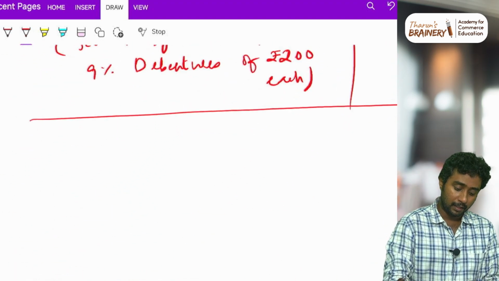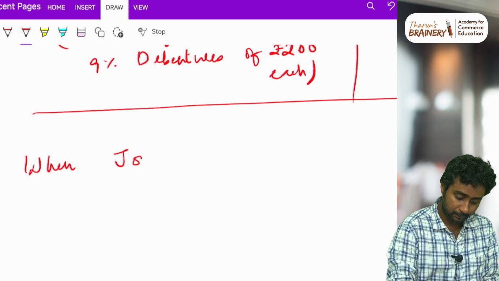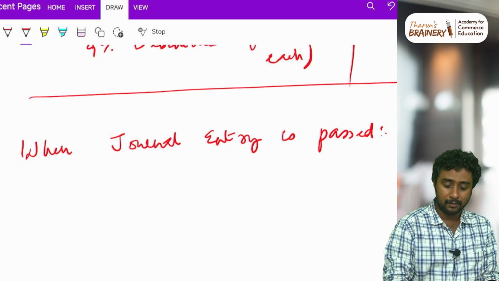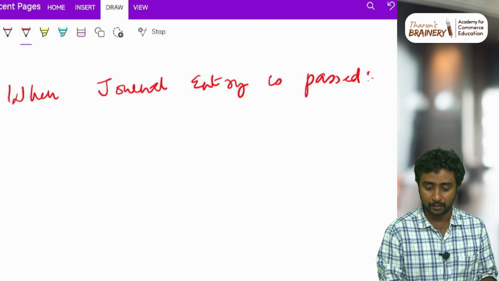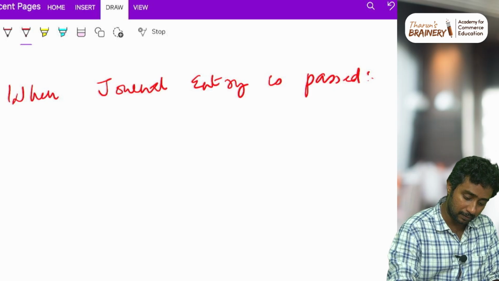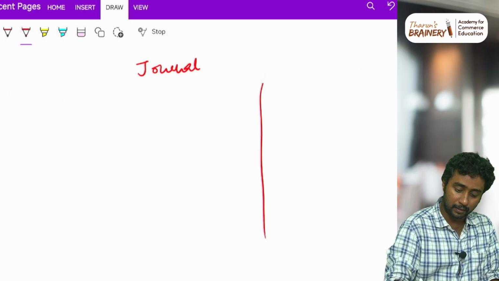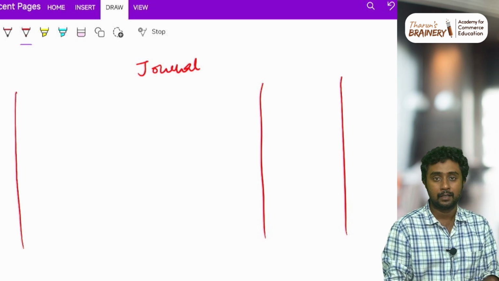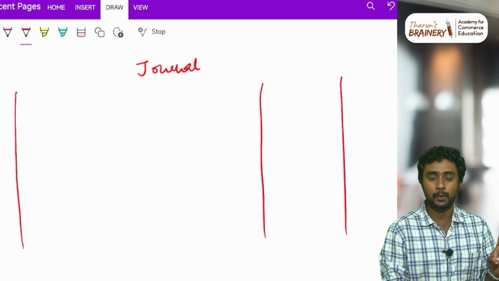Now coming to the second method, when a journal entry is passed. When they say like this, when a journal entry is supposed to be passed, you have to first prepare a journal. In that journal, two entries you need to pass. You know the journal format, I am not drawing the entire format. With headings and all, I am just going to write the entries. So in this, two entries will come.